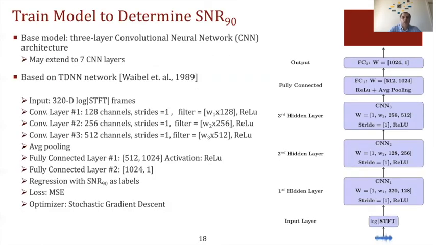So this is the architecture. We use a convolutional neural net starting with 3 layers, and it can increase to 7 layers. This is based on the time delay neural network introduced by Waibel in 1989. The input is a 320 dimension log magnitude short time Fourier transform. These are the weights that we have for each layer of the CNN, and we have 2 fully connected layers. We have average pooling, and this is a regression model, so it uses SNR90 as the label.